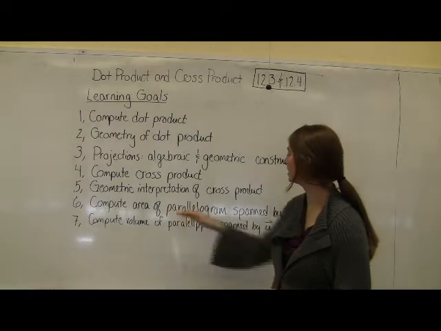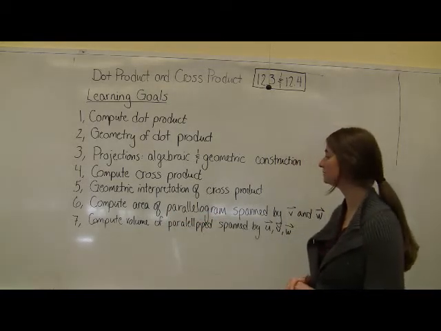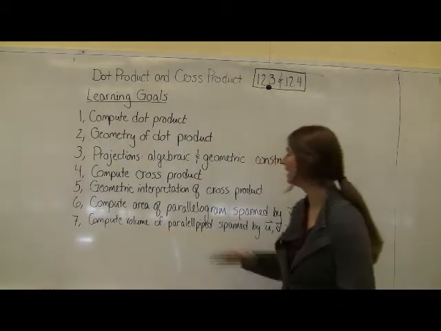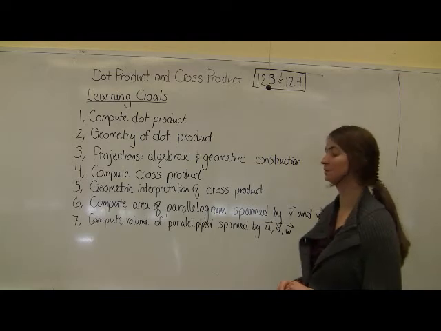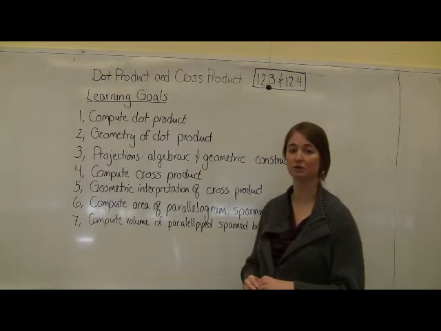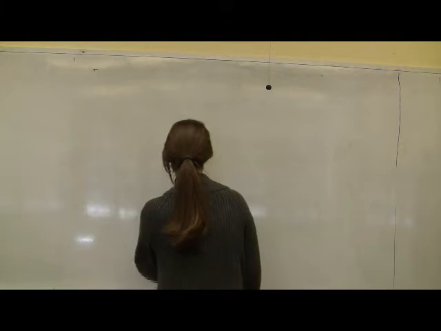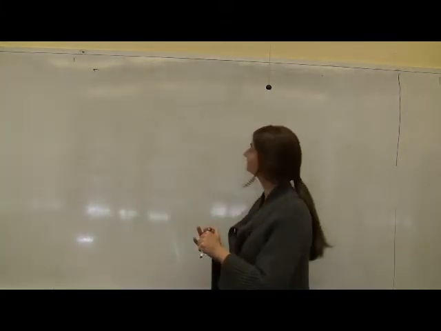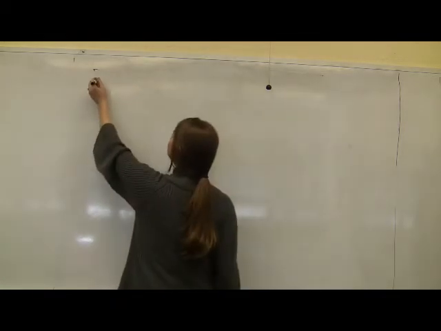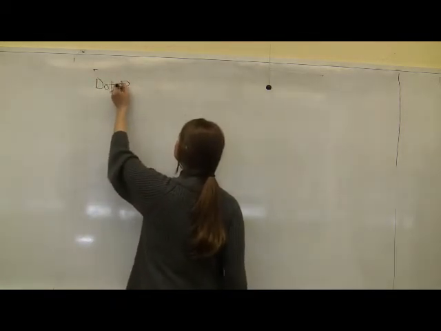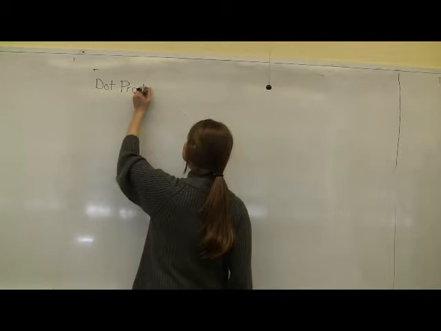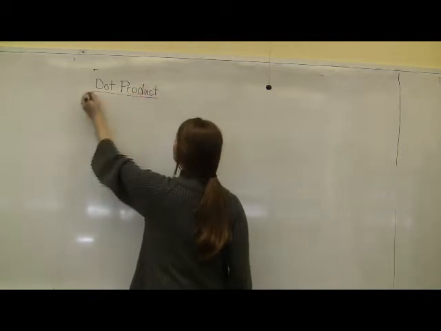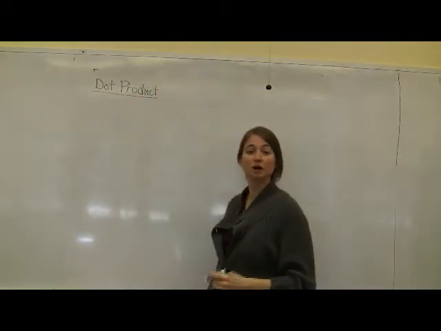But today we're going to talk about the area of a parallelogram in depth, and we're also going to touch on how to compute the volume of a parallelepiped. And that's something that you'll explore a little more in your homework as well. Our first topic is dot product. The dot product is an operation that you can do on two vectors.